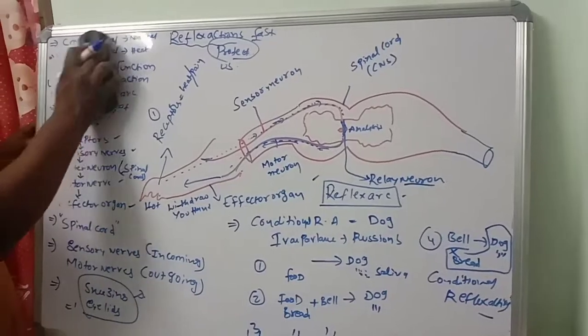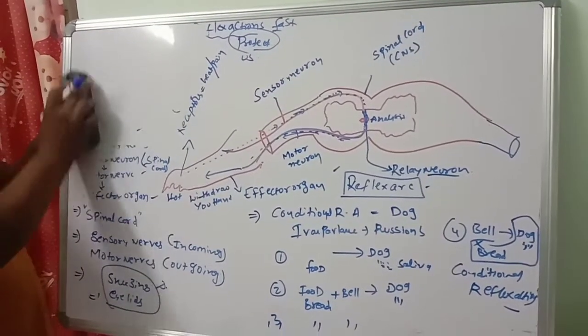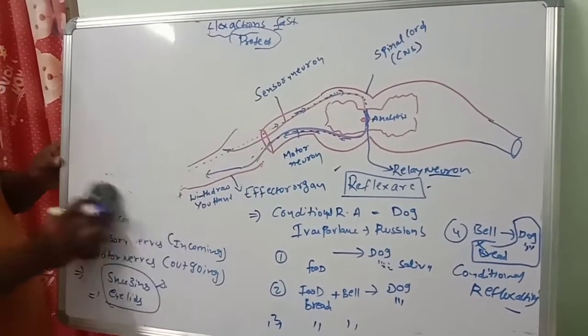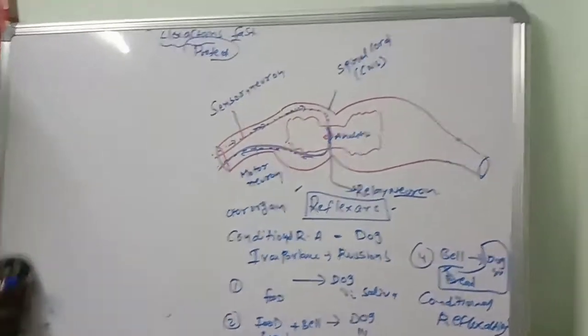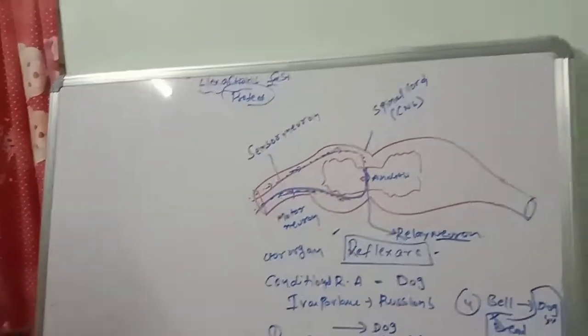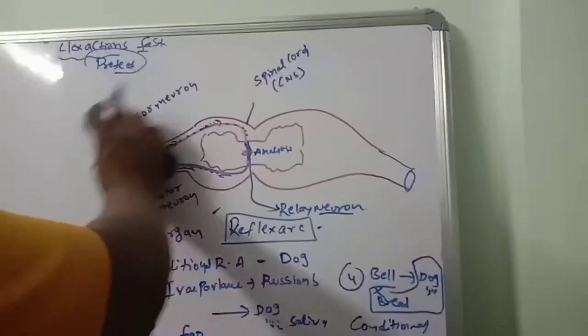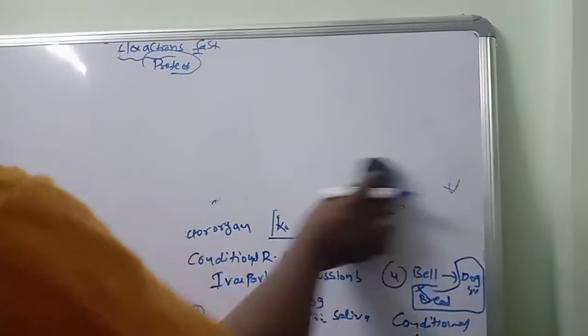Okay, children. The next concept is about our brain. The brain-related information we are going to discuss now.